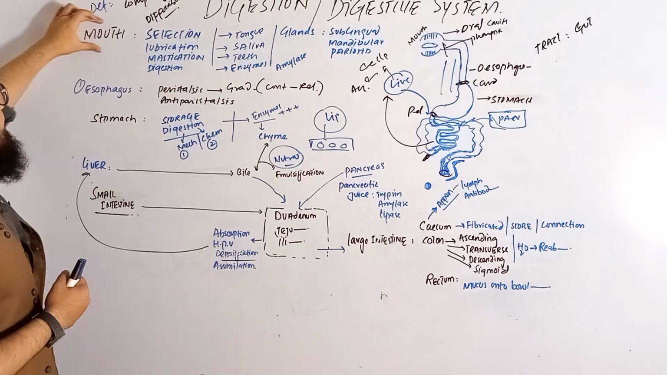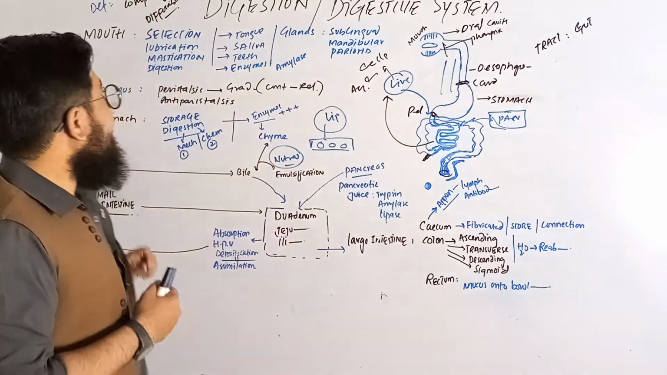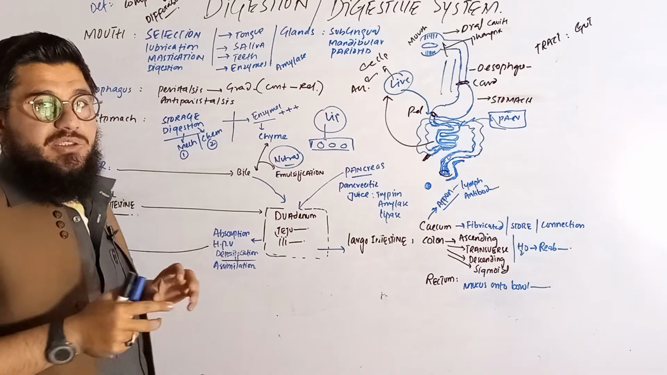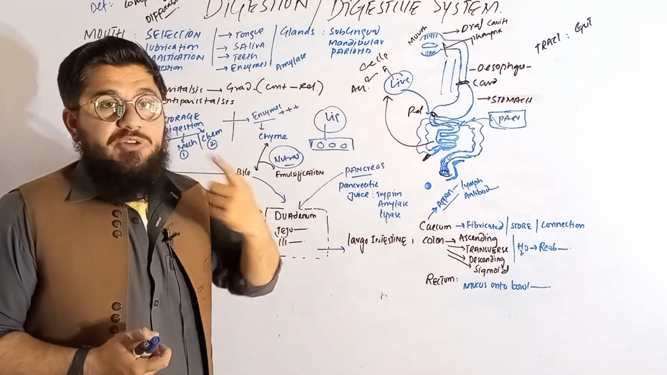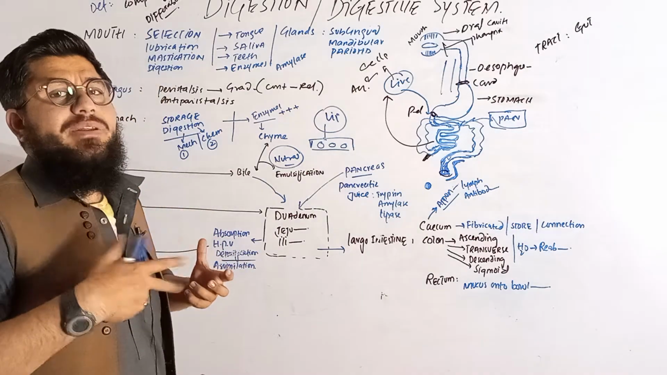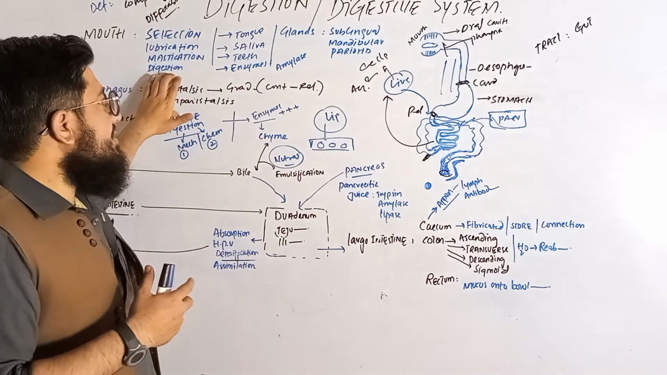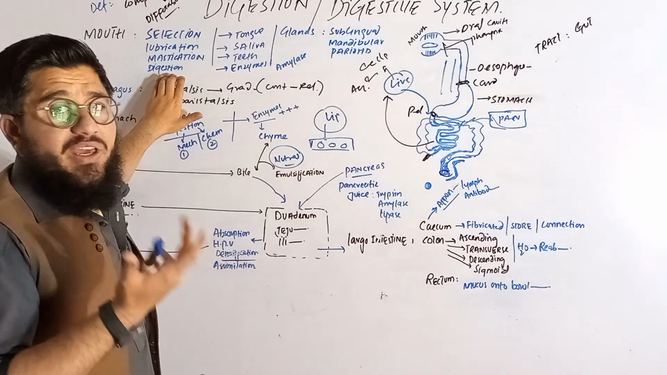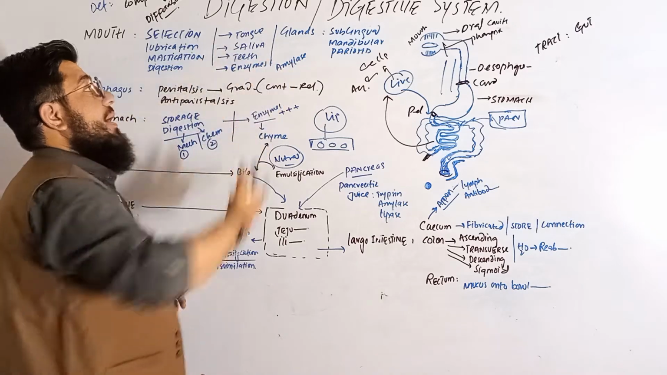Now let's come to the next point, that is the mouth. Digestion actually starts from the mouth. So what is happening in the mouth? Simple: selection, lubrication, mastication, and digestion. These steps are observed in the mouth. Whenever you take in the bolus, it is first selected, then lubricated, then masticated by means of teeth. Within the mouth both mechanical and chemical digestion are observed. Mechanical is done via teeth, whereas chemical is done by certain enzymes like amylase.